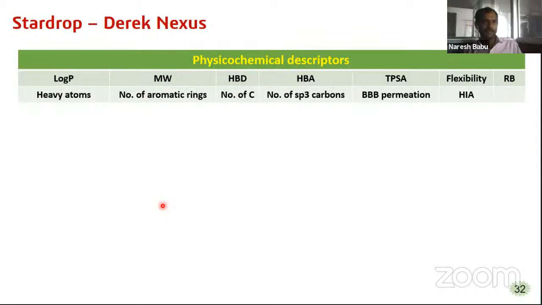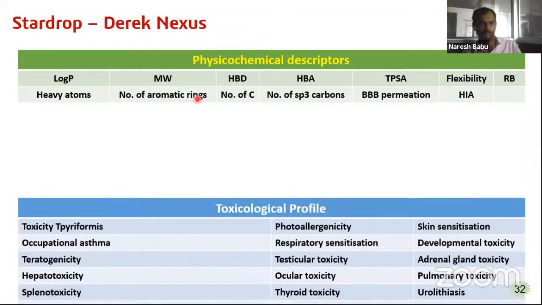And the next software, for ADMET prediction, is Stardrop Direct Nexus. It is Stardrop software, a licensed software, so it is not freely available. In this also we can find different physicochemical properties and different toxicity studies. Physicochemical descriptors like log P value, molecular weight, hydrogen bond donors, hydrogen bond acceptors. All these parameters, which I represent in this table, we can estimate.